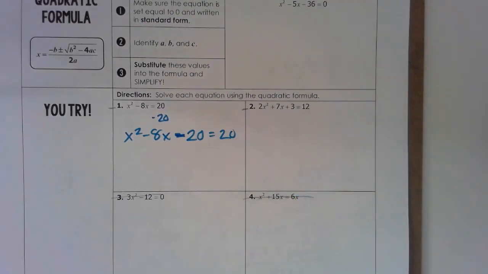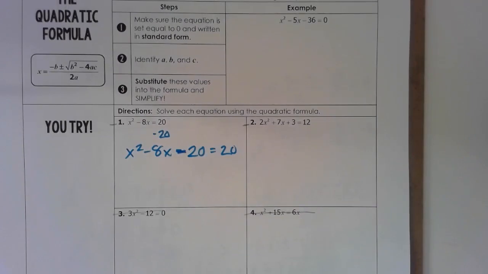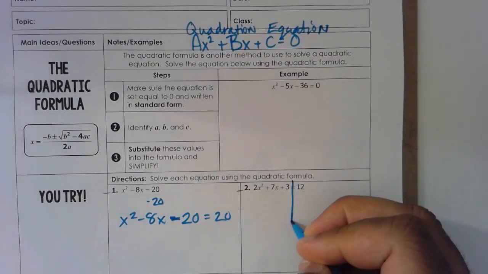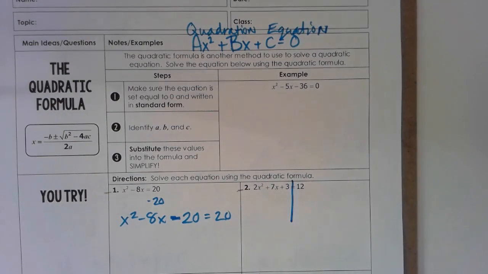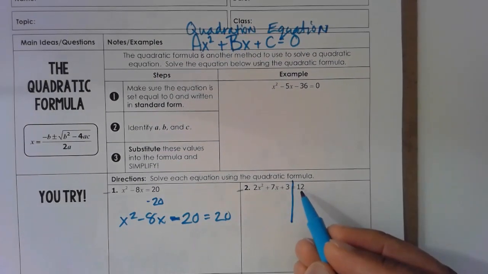If I look at number 2, again, it is not set equal to 0. And if it's not set equal to 0, then we have a little bit of a problem. So how would I do this one here? I'm not actually going to go through all the steps again for this particular one. What I will do is actually set it up for you so that you can see what it would look like. So I can't have it equal 12.